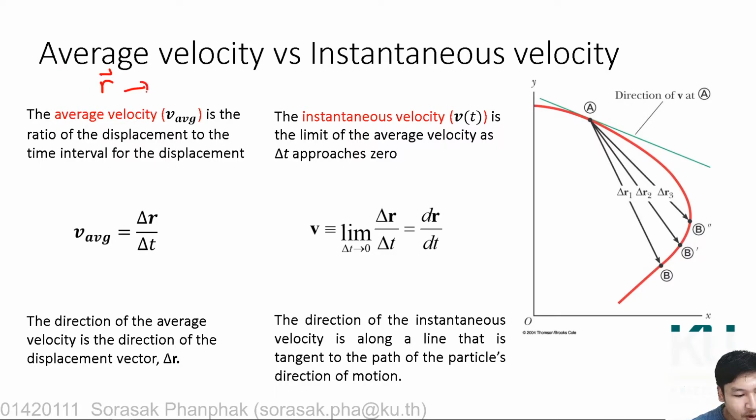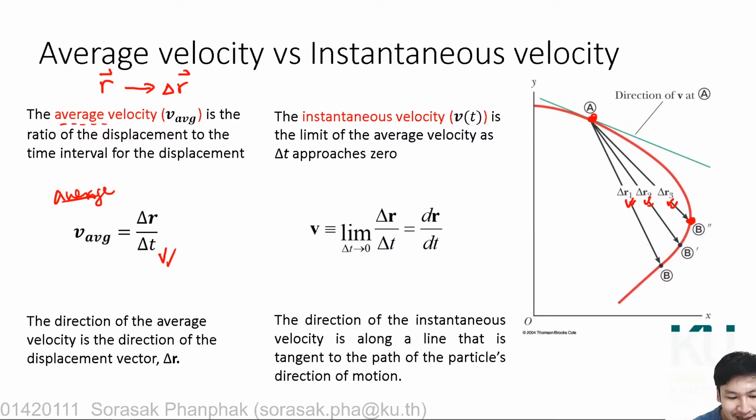Now, if you would like to find the average velocity, you divide by the time that they change. This is the average. What the average determines is the difference between one position and another position. If you can find the delta R, for example delta R1 or delta R2 or delta R3 here, the difference of position divided by time is your average velocity.